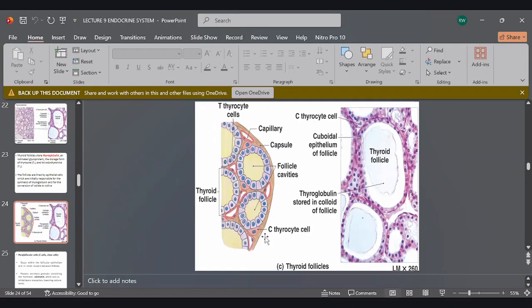They are here. This diagram is the same one you saw on the last diagram that Kemoy explained to us. We have the C thyrocyte cells, which are here, and the cuboidal epithelium of the follicles, which are here. Lastly, we are able to see the thyroglobulin stored in the colloid of the follicles, which are here. So this is all about the thyroid follicles and how they look.